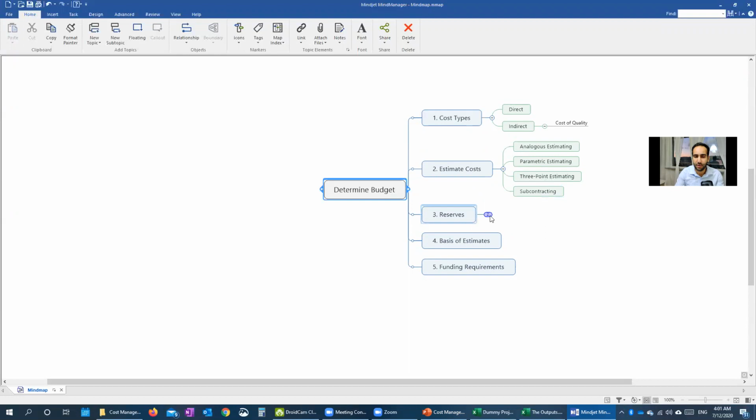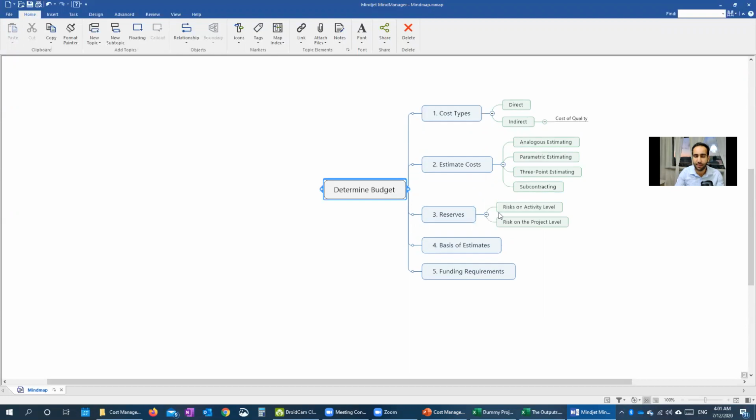And then we talked about the reserves for risks. We have the risks on the activity level, which is the contingency reserve. And also we have the risks on the project level, which is the management reserve.